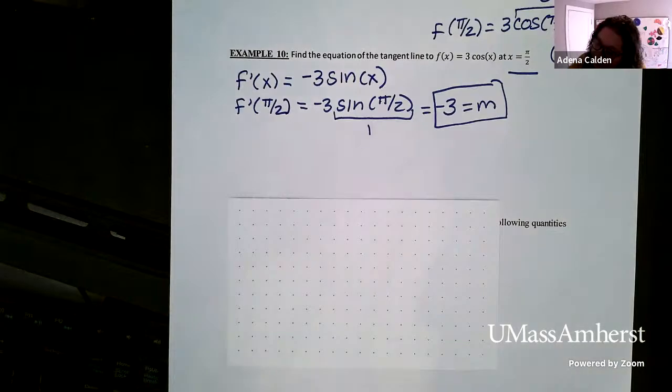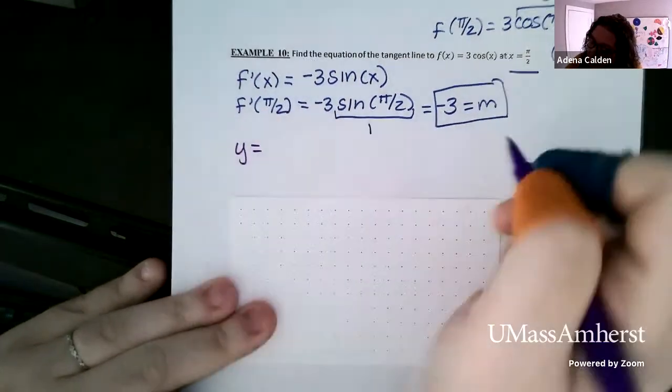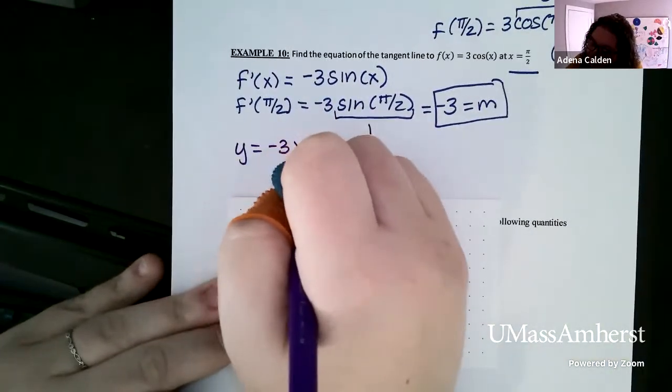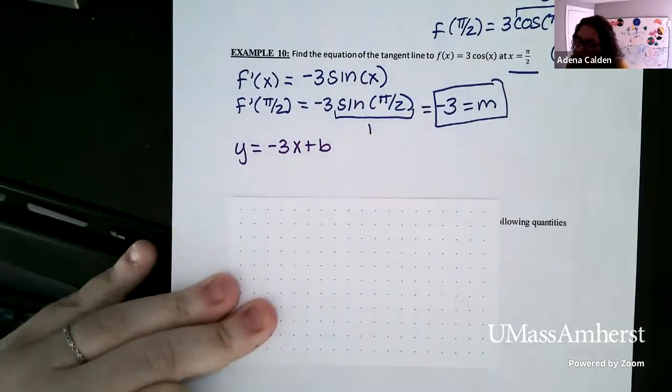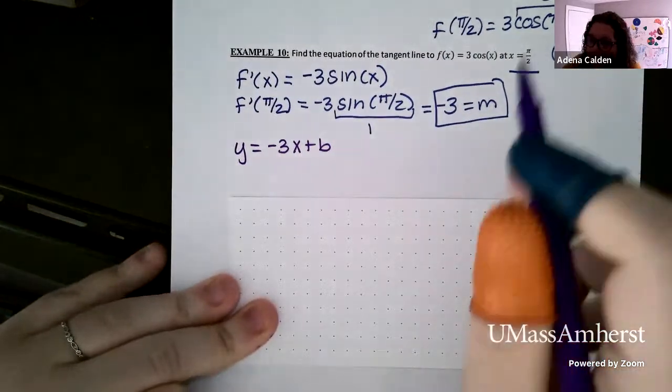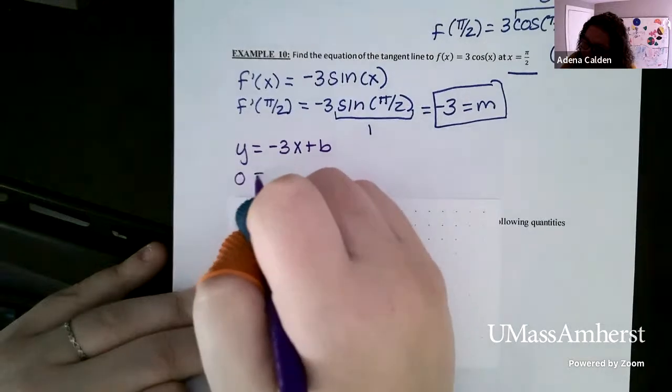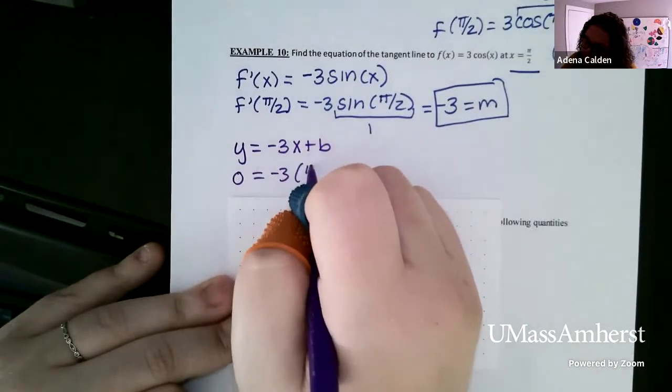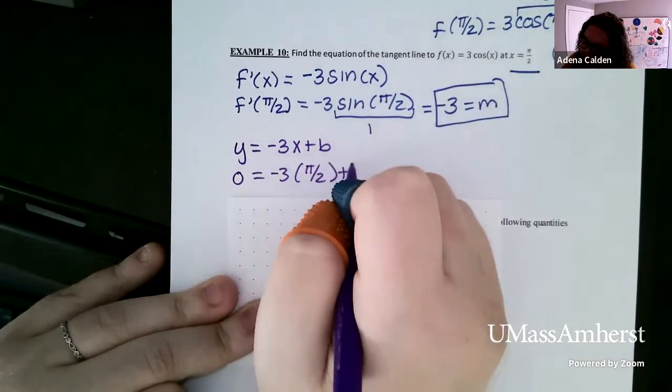Okay. So we start with our slope. So we have y equals negative 3x plus b. Then we're going to bring in our point. So y is going to be 0, and x is going to be pi over 2 plus b.